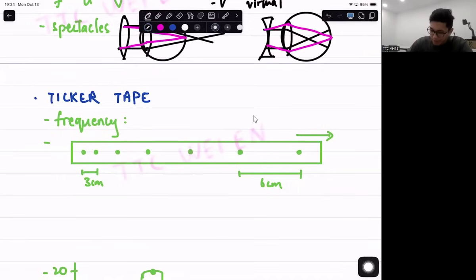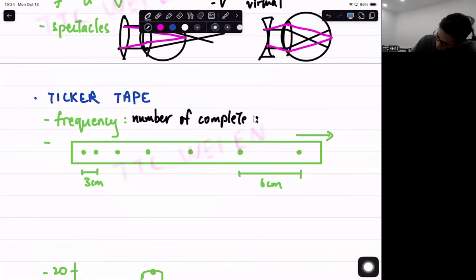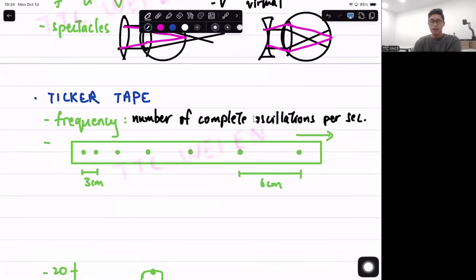Okay, so ticker tape. So first of all, what is the meaning of frequency, right? It's the number of complete oscillations or vibrations per second. Now, if they never mention what is the frequency, you always assume 50 hertz, which means you always assume 0.02 seconds for one tick.